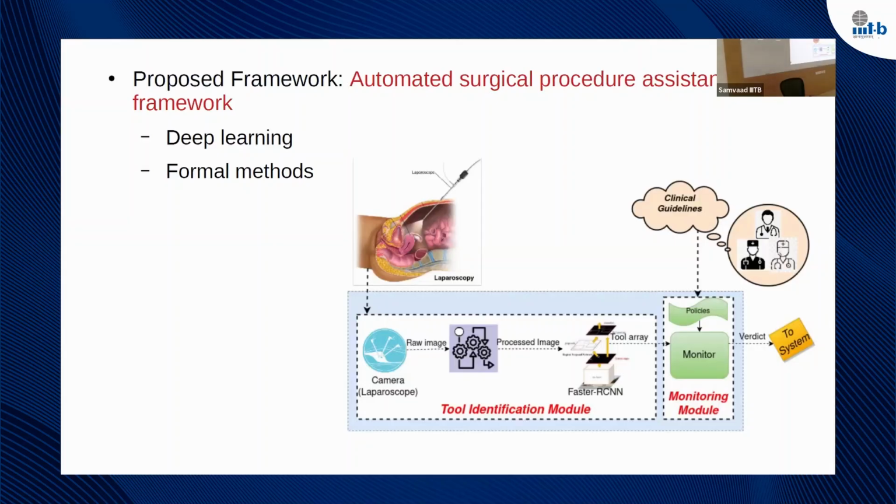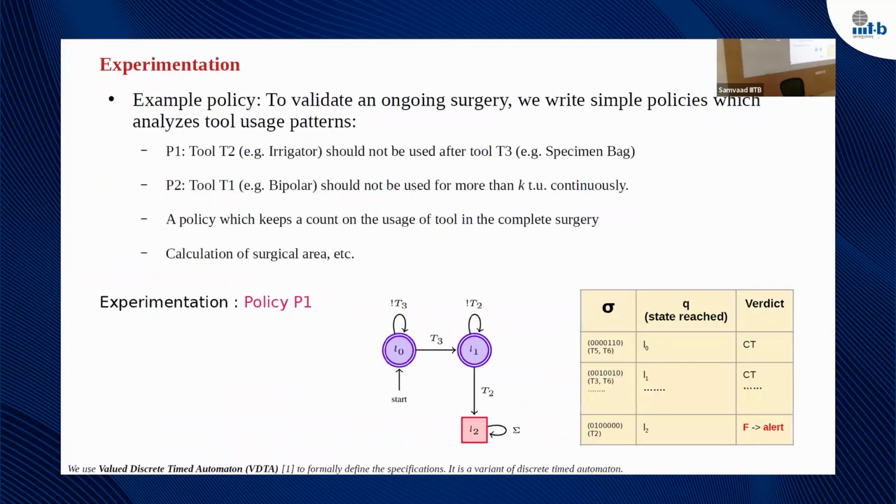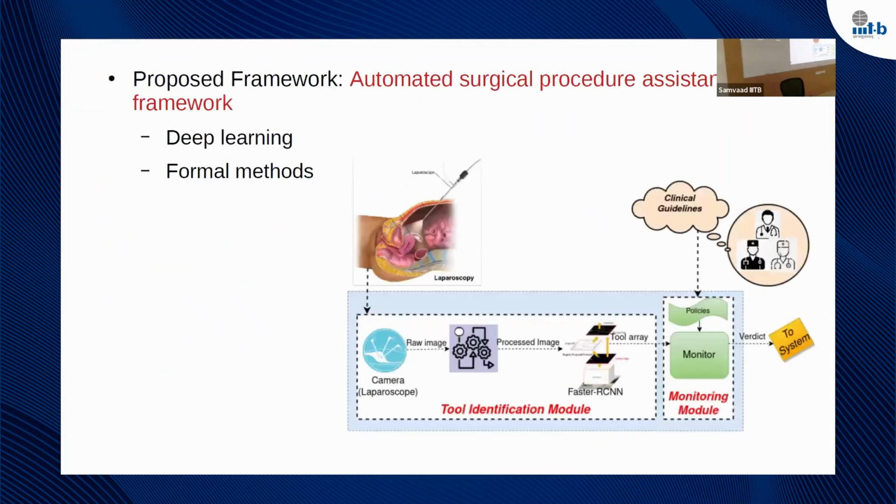If we see an example property, it will be clearer. For example, suppose I wrote one property saying that tool T2 should not be used after tool T3. Suppose a tool, the indicator, should never be used after the specimen bag, for example. Then what I will do is make a monitor out of this property, and instrument it with this particular system.